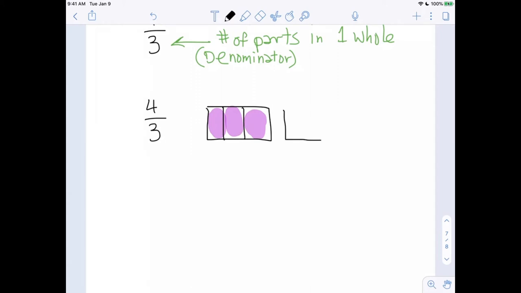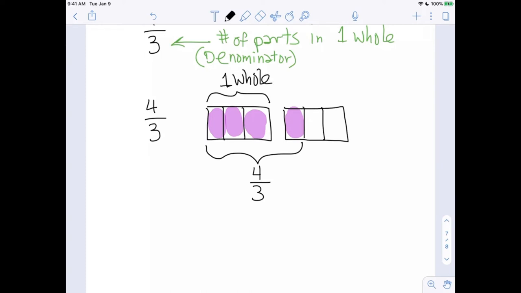And then we are supposed to have another whole, but we're only going to shade in one of them, because that 4 tells you you have 4 parts. That 3 says it takes 3 parts to make a whole. So here's our 4/3. And these 3 right here are our one whole, plus we have 1/3 left over. So that's what the area model is going to look like to represent 4/3. You've got 3 pieces here to make one whole, plus you have an additional part right here because you had more than one whole. If we wanted to, we could say that 4/3 is equal to one whole plus 1/3, but that's not really the point of this video right now.